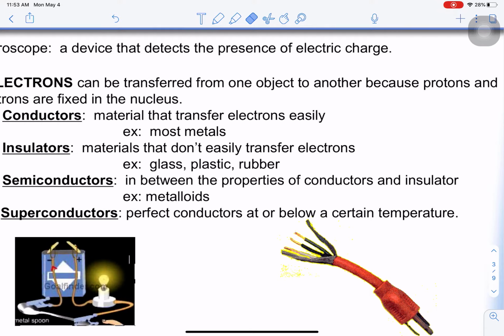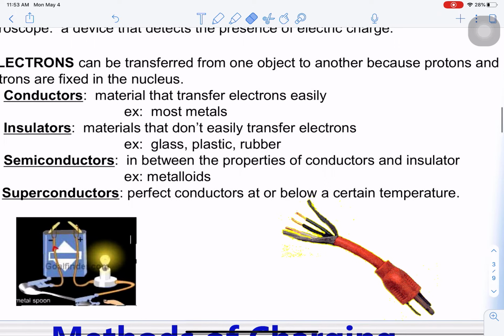Okay, so their electrical conductivity is somewhere between, let's say, copper and glass, right? So they have properties of both, but their electrical conductivity is a little bit less than a conductor, and a little bit more than a basic insulator. Okay, now, where do we use semiconductors or metalloids? These are your computer chips, your silicon computer chips, your germanium computer chips.